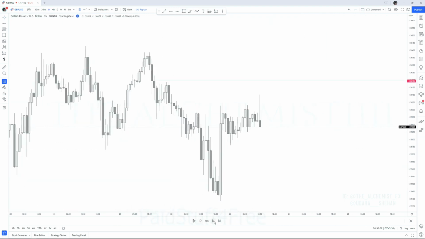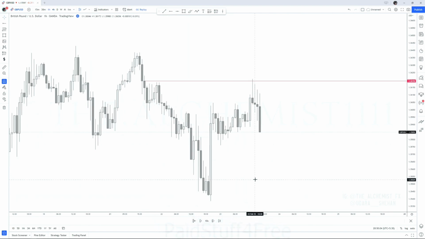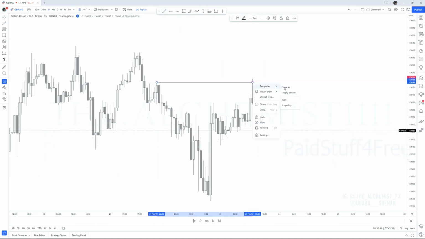Sorry, on the topic of rejection block, what makes it one? Does it have to grab liquidity for it to be one? It doesn't have to grab liquidity. Okay, the main thing is it has to have liquidity below it.